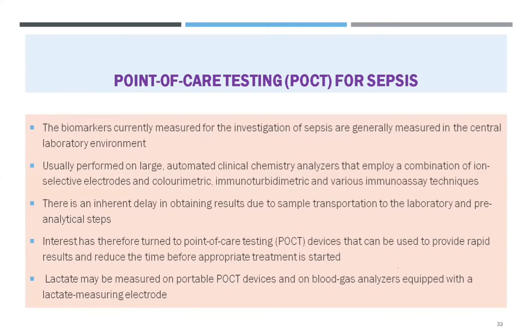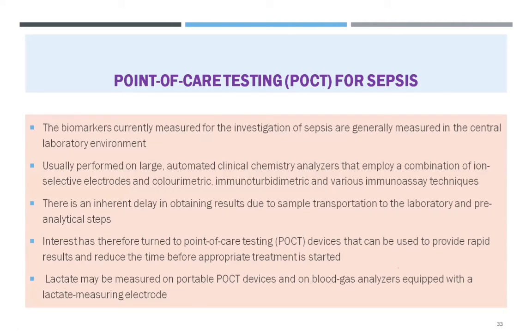Now the issues. The biomarkers currently measured for the investigation of sepsis are generally measured in the central lab. It is usually performed on large chemistry analyzers which employ various immunoassay techniques. There's a delay in obtaining results because of the delay in sample transportation to the central lab and the pre-analytic steps. So there has been more interest towards point of care testing that can be used to provide rapid results and reduce the time before appropriate treatment is started.